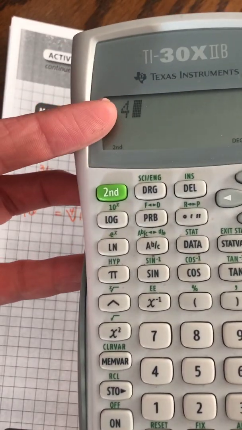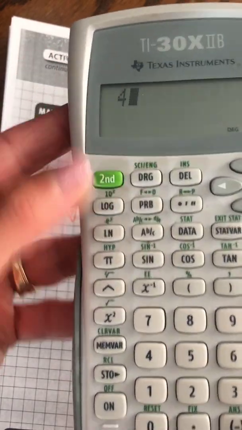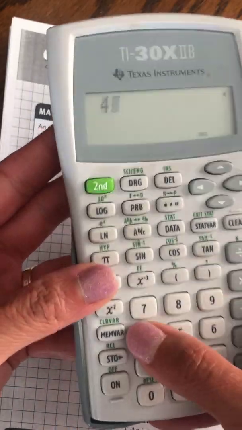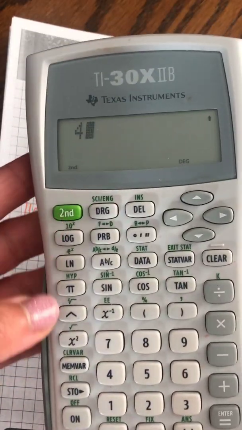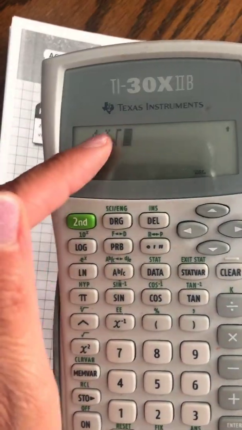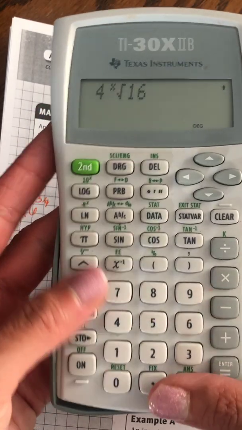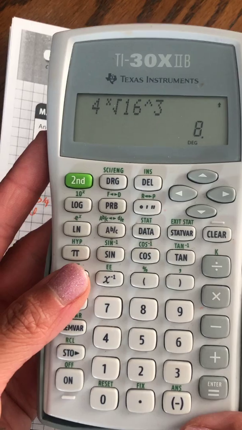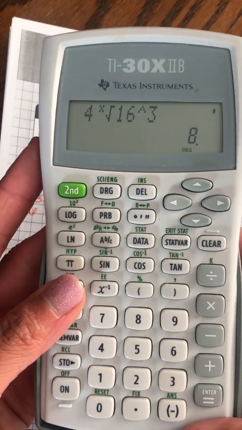So I have to hit the 4 to tell it to be a fourth root, and then second, and then that up arrow. Oops, I must not have hit second. 4, second, and then the little up arrow button, and then it does the square root. But I'm telling it to be a fourth root of 16 to the third. So 16 to the third power. And it's 8. Isn't that cool?